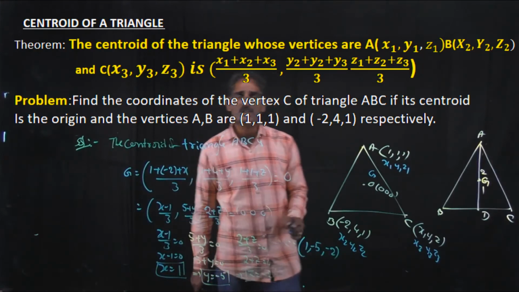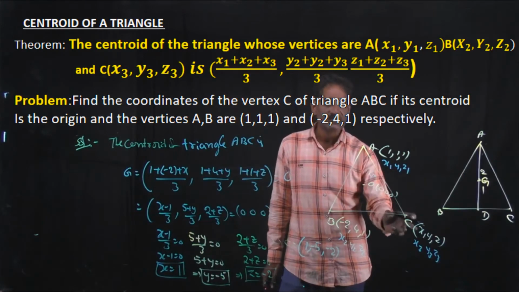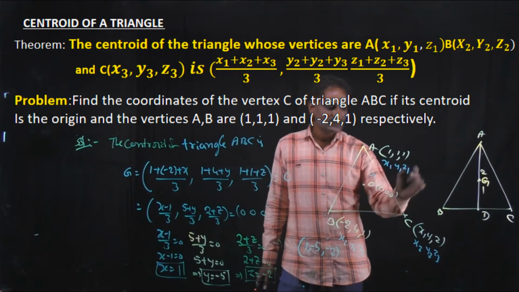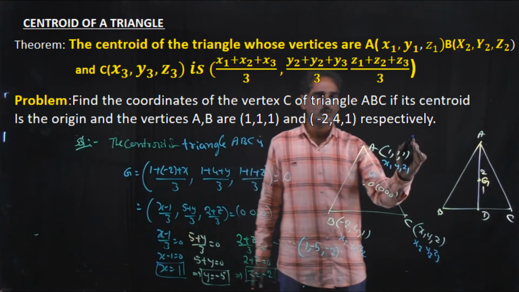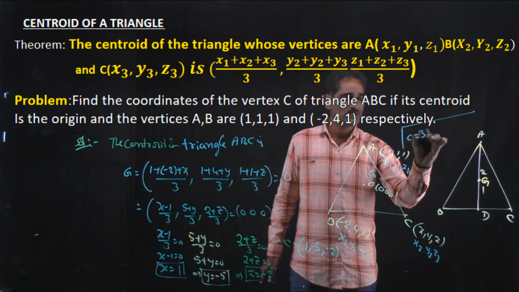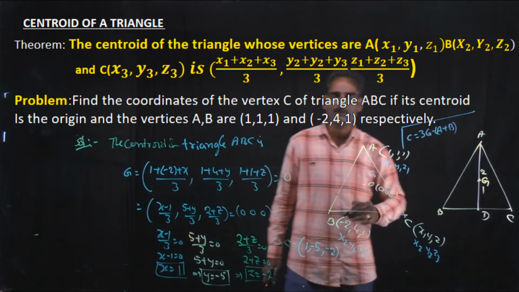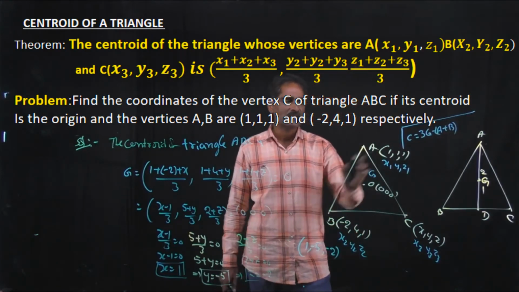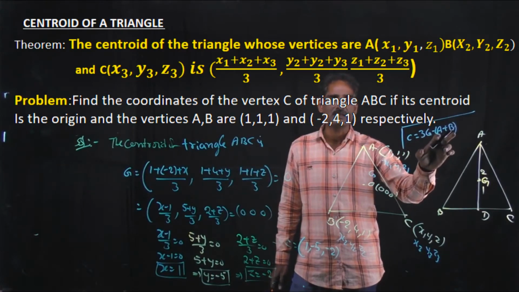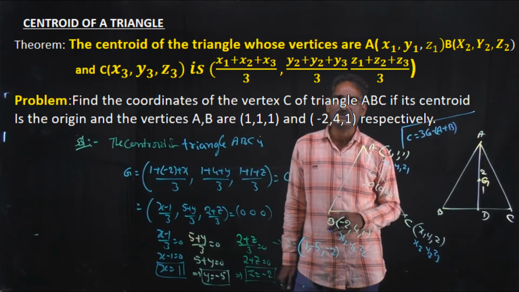There is another objective formula for finding the coordinates of the third vertex when the centroid is given. What is the formula? This is the shortcut formula: C is equal to 3G minus (A plus B). The required point C is equal to 3 into the centroid minus the sum of A and B. Just write down the coordinates of G, A, B, then we will get the coordinates of the required point C.